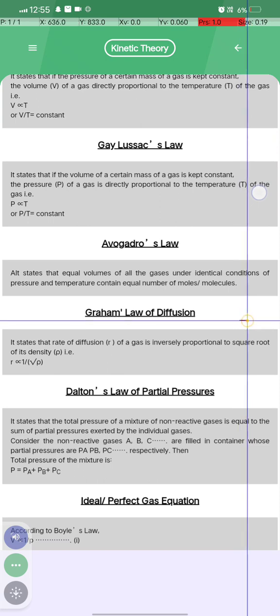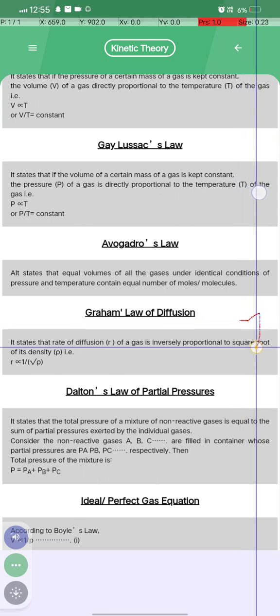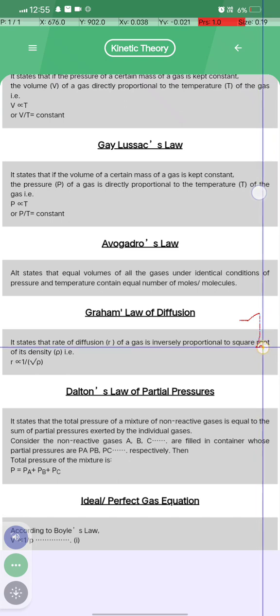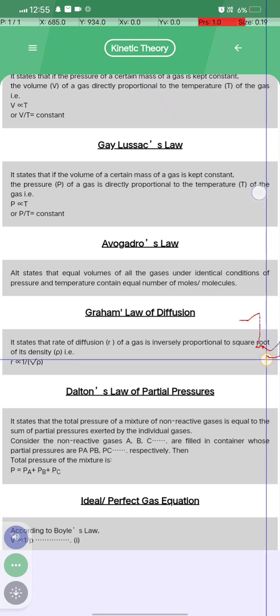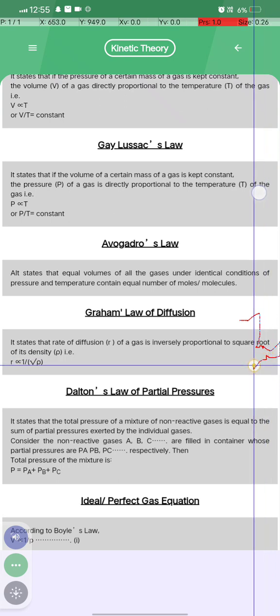What does Graham's law of diffusion say? It states that the rate of diffusion of a gas is inversely proportional to the square root of its density. That is, the rate of diffusion is directly proportional to 1 by root of density.